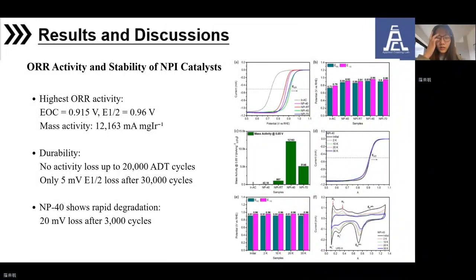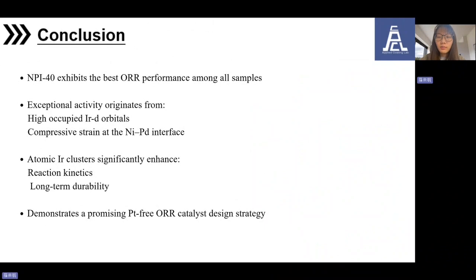And to conclude, NPF40 has the best overall performance among the investigated catalysts. The exceptional activity originates from the synergistic effect of the high occupied density of iridium d orbital and the compressive strain at the nickel palladium interface.